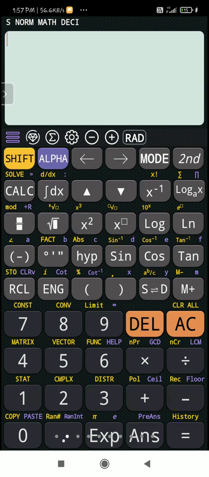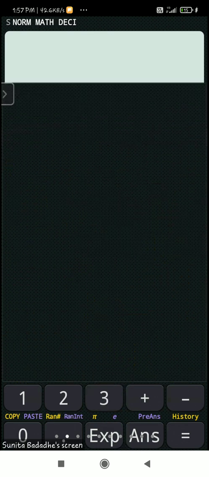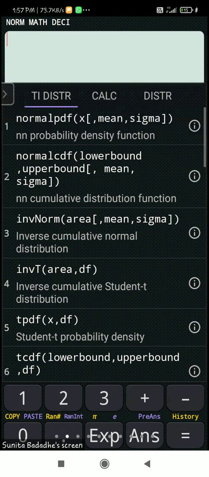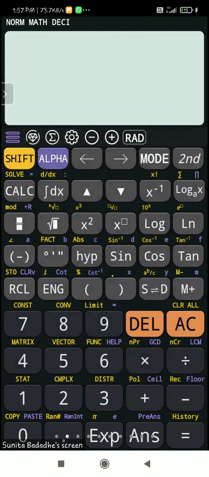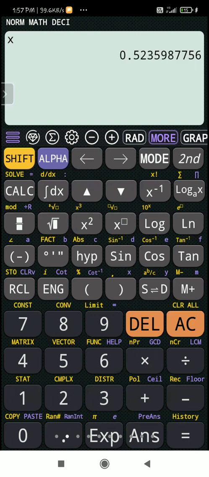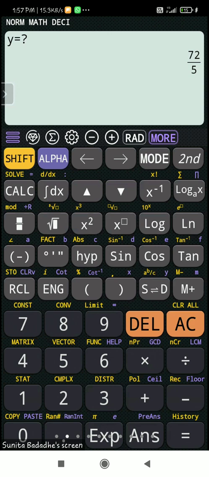Sorry, something has gone wrong again. It is showing y as 72 by 5, x is pi by 6. Okay, the previous values are coming. Just a minute. I'll start with the new x and new y.